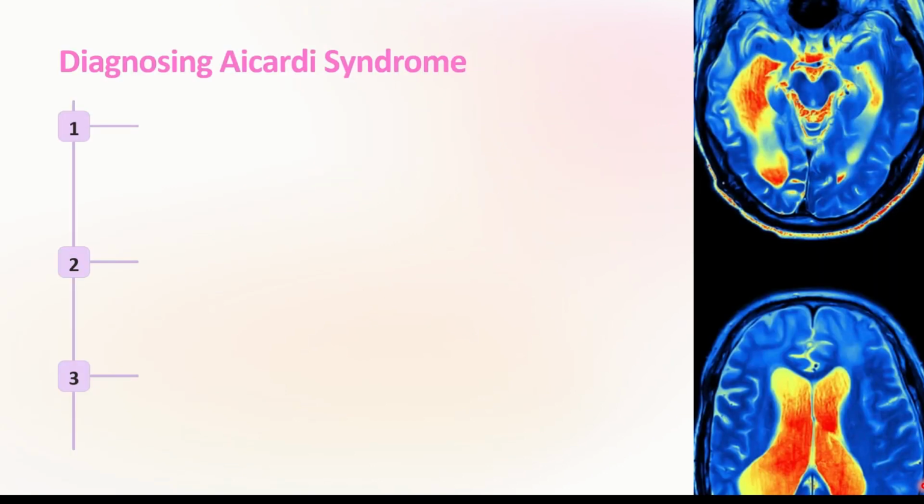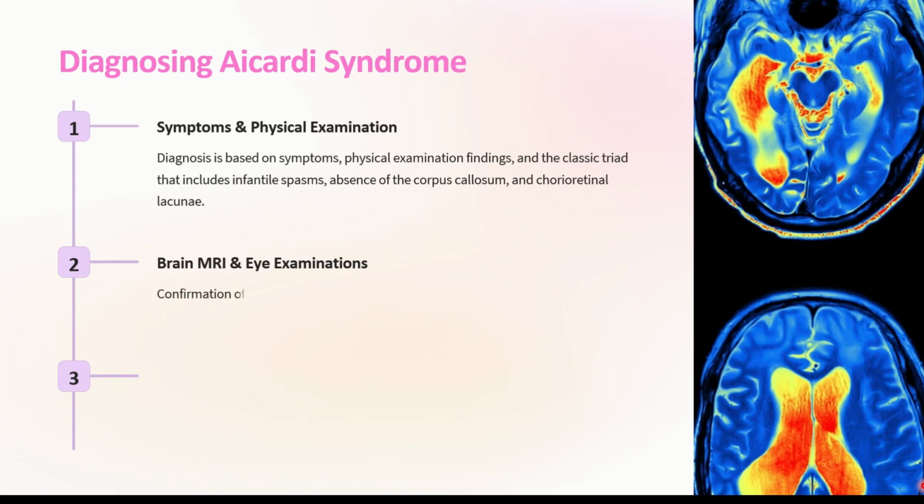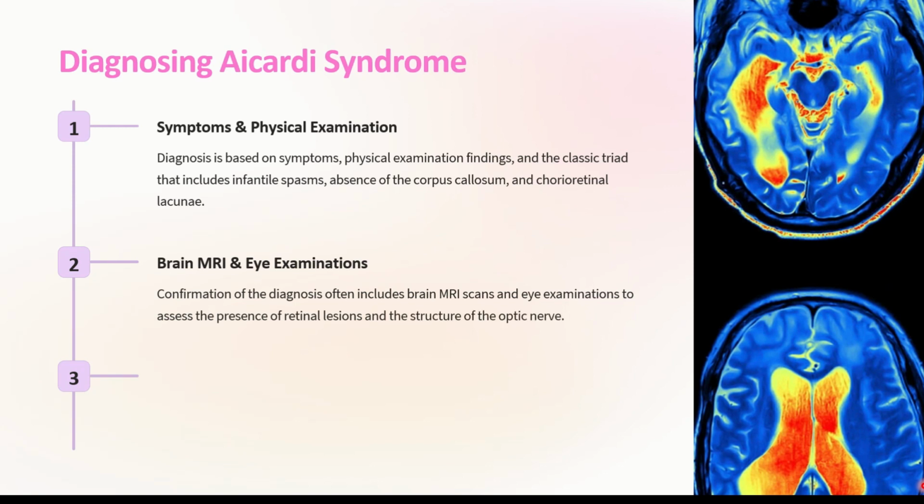Let's know how to diagnose Aicardi syndrome. Diagnosis is mainly based on the symptoms and physical examination findings. The classic triad of infantile spasms, partial or complete absence of the corpus callosum, and chorioretinal lacunae are key indicators. Brain MRI scans and eye examination can help to confirm the diagnosis. Genetic testing may be done, but there's no specific test for Aicardi syndrome since the gene hasn't been identified.